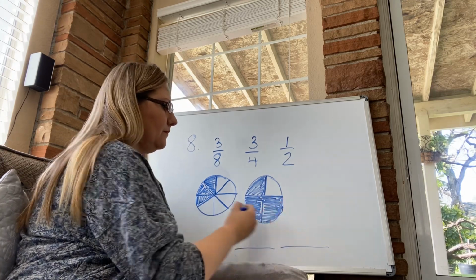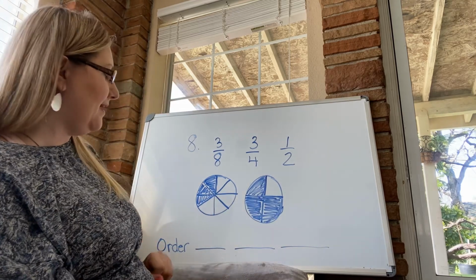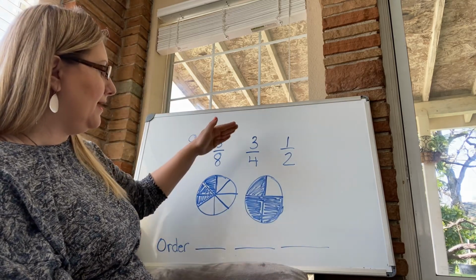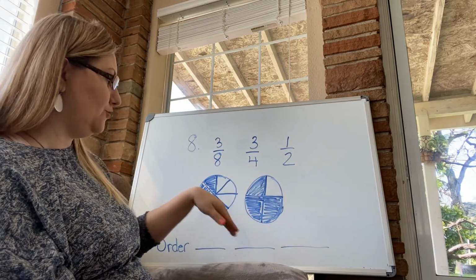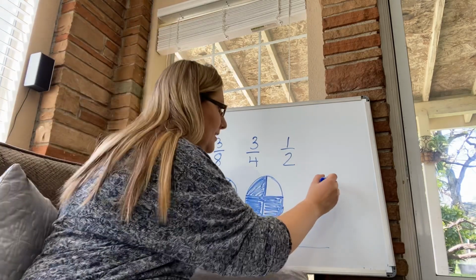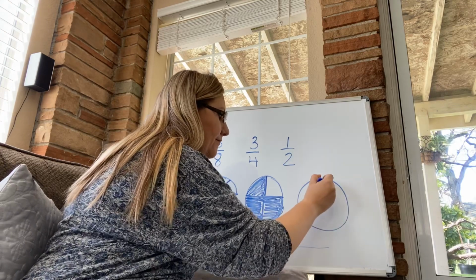Okay, so I have 3 out of 8. I have 3 out of 4, which is a much bigger amount. And then finally, I have my half.